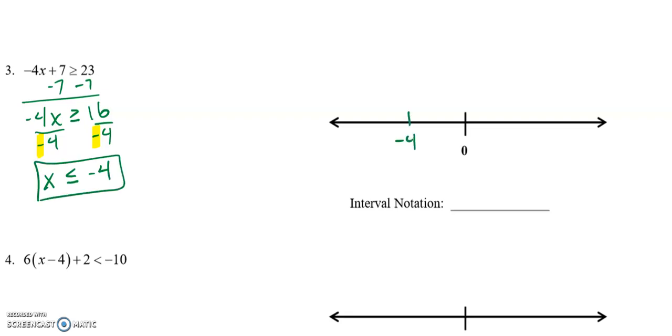Negative 4 is to the left of 0. I want the numbers that are less than that, so those are the ones that are going to the left. Equal to, so I need a bracket on the negative 4, or you could do a closed dot on the negative 4 as well. Interval notation, how far to the left can we go? Negative infinity. How far to the right? Negative 4, and the negative 4 gets a bracket.